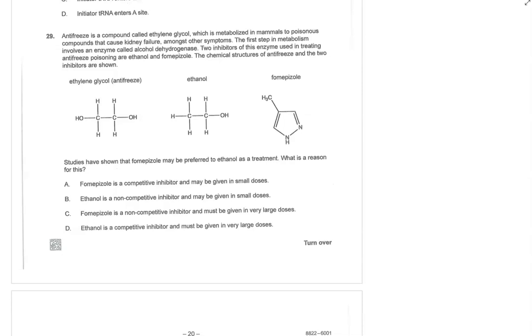Well, ethanol is a competitive inhibitor. If you look at the two structures here, you can see they are very similar. So they're going to be competitive inhibitors. And it therefore needs to be given in very high doses. So basically, if people drink antifreeze, then you can fix them by making them drink ethanol, in theory.